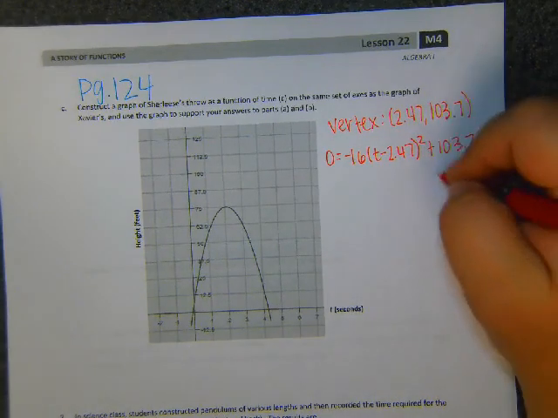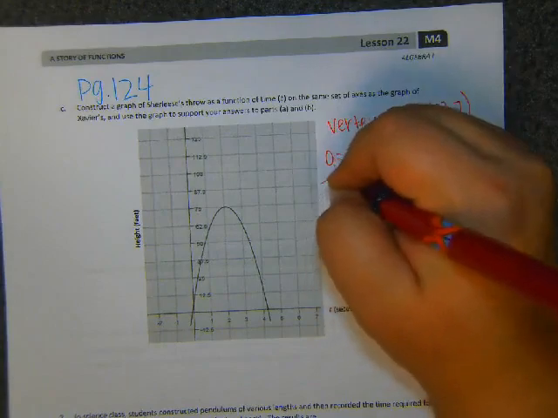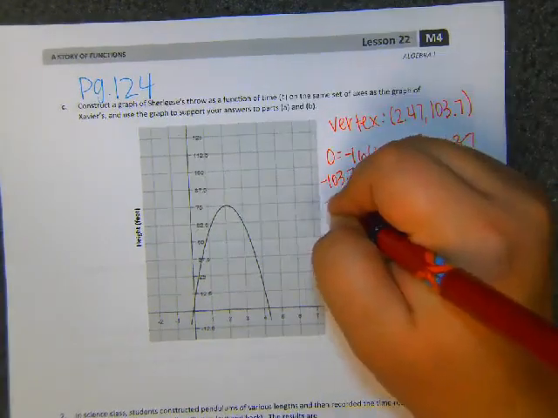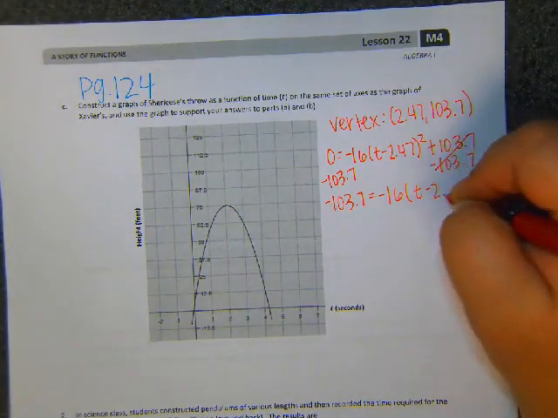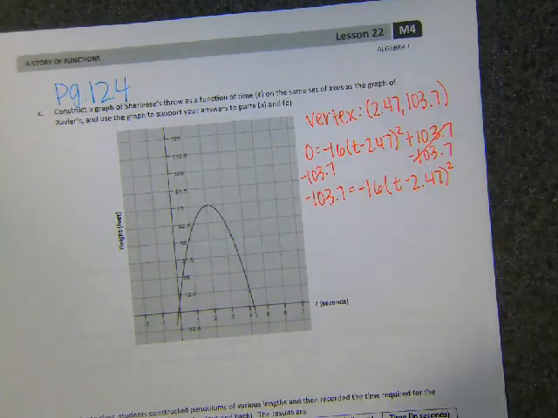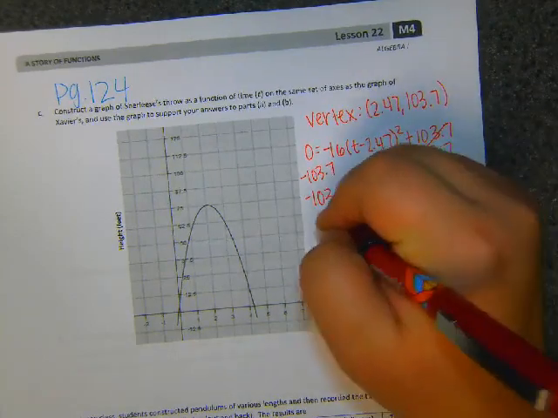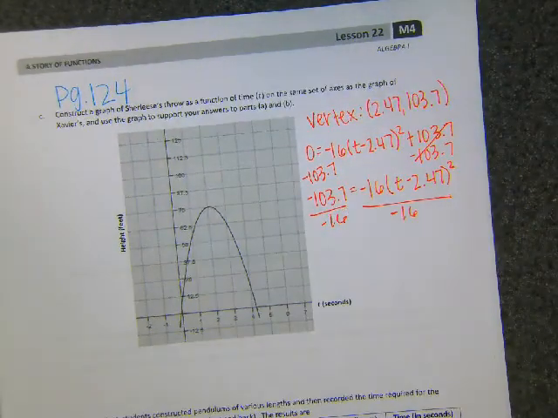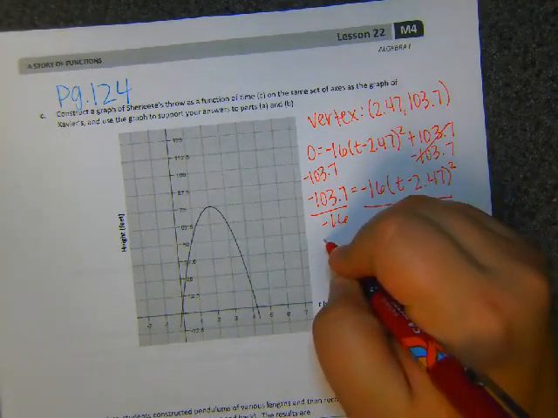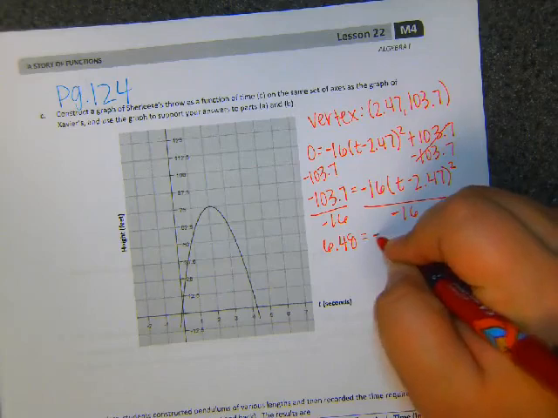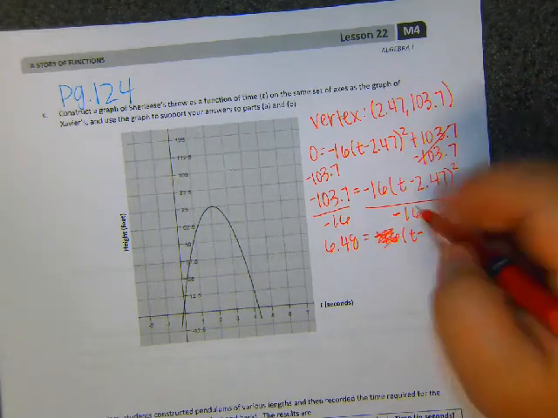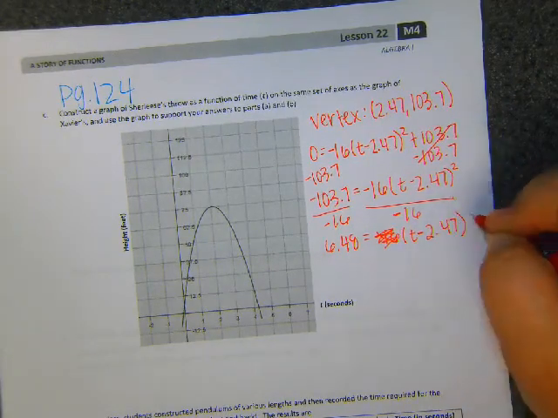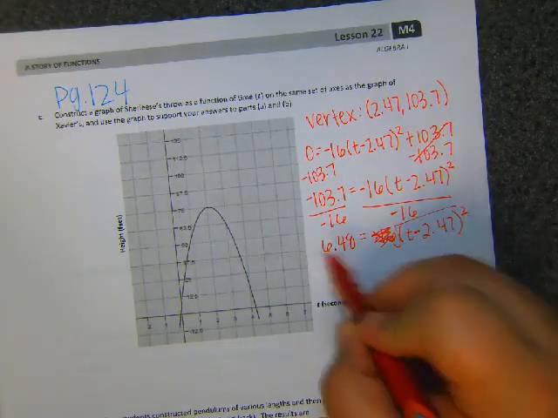So to find her x-intercepts, we can solve this equation to find what our two t's are. So we're going to subtract 103.7 from both sides, and we get negative 103.7 equals negative 16 times t minus 2.47 squared. Okay? Then we want to divide by negative 16 on both sides. And so when we divide by negative 16, we're going to get 6.48 equals t minus 2.47 squared. That 16 doesn't go there, we already divided by it.